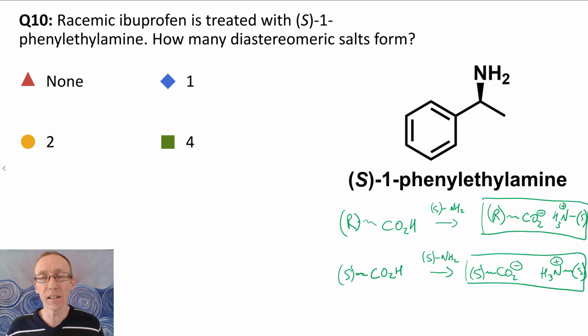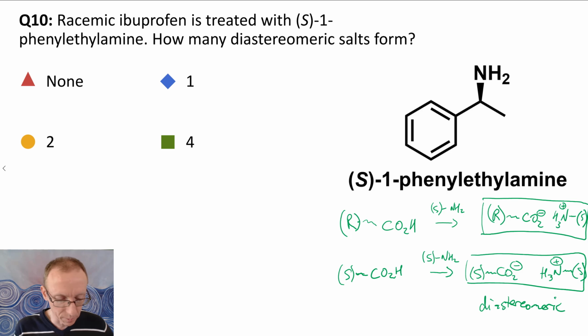So if they were covalently linked, then we would have a compound with two chiral centers, and they could be either R-ibuprofen S-amine or S-ibuprofen S-amine. Same with a salt. Even though it's not a covalent bond, we can still have those ions ion pairing with each other. And so overall, the salts are also diastereomeric. So these are diastereomeric salts. And so therefore, there's two different possibilities.